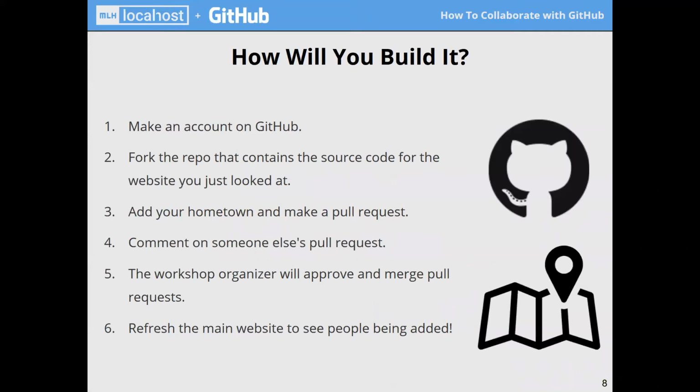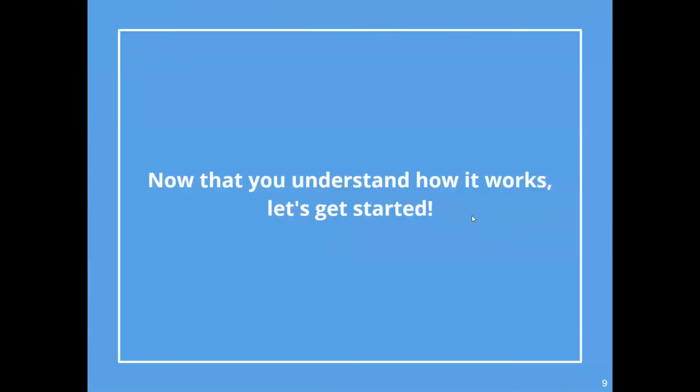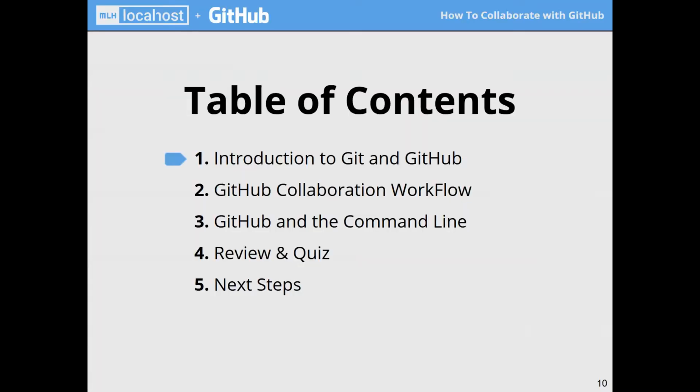And how will you build it? Well, first, you have to have an account on GitHub. You want to fork the repository that contains the source code for the website you just looked at. Then you'll add your hometown and make a pull request. You'll comment on someone else's pull request. And the fifth one we won't be able to do because I do not own the repository. And the sixth one, you'll be able to refresh the main website to see the people being added. Now that you've seen the steps for GitHub, let's get started.